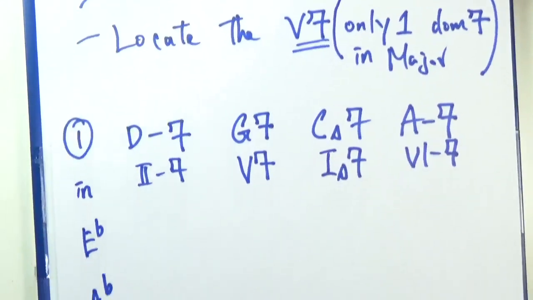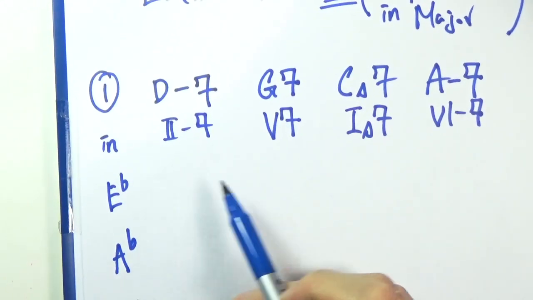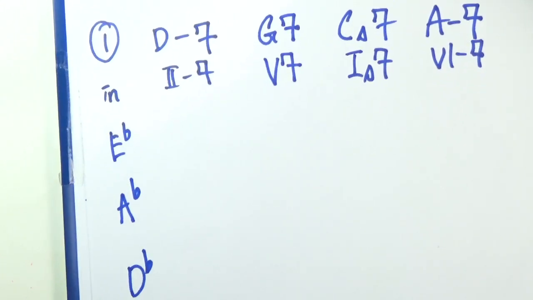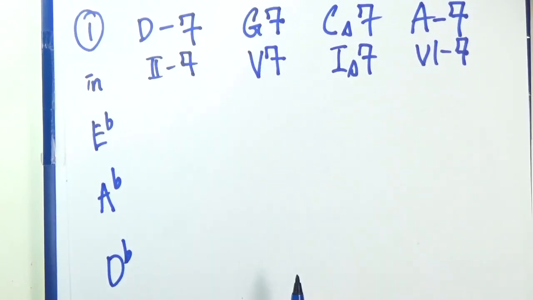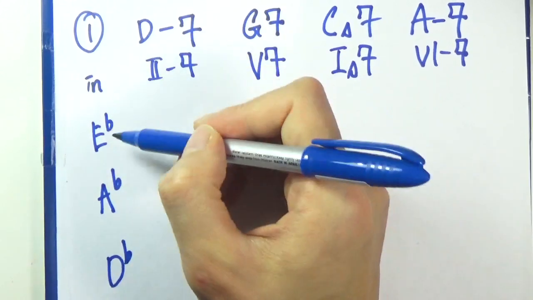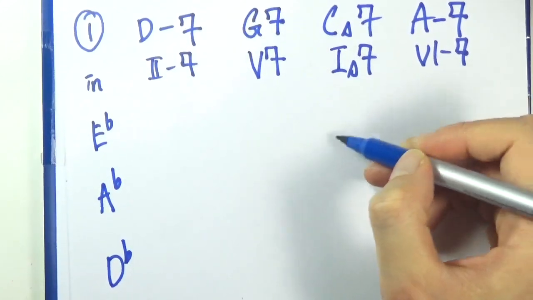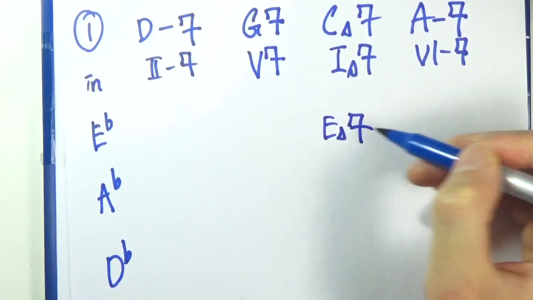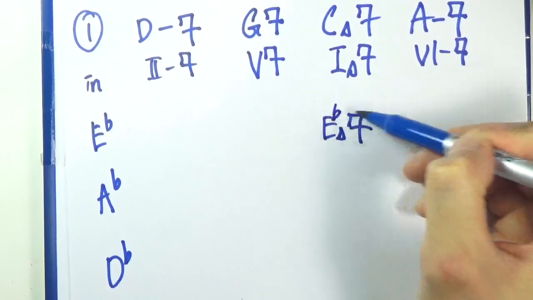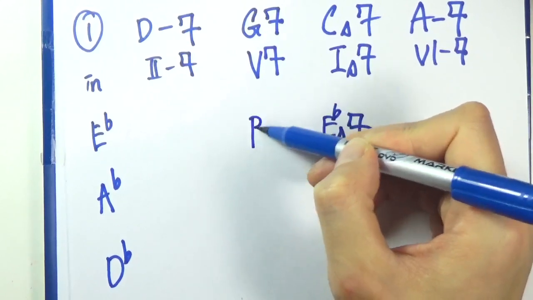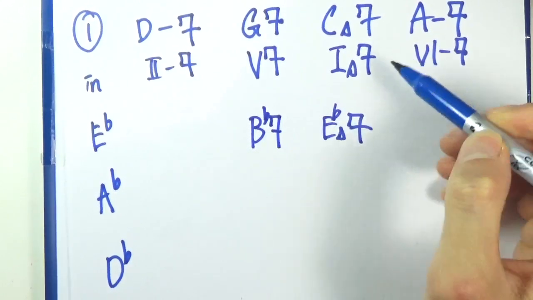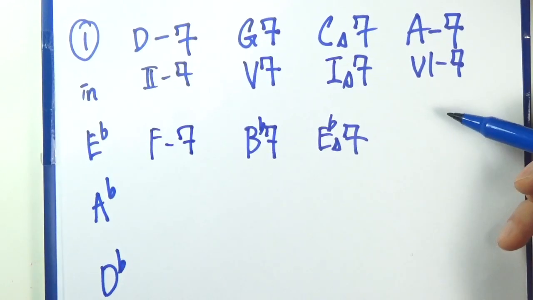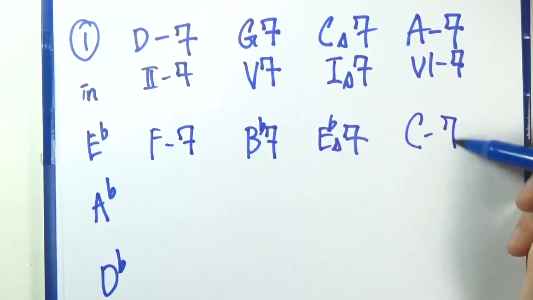Let's come back here. We have this 2, 5, 1, 6 chord progression. Let's transpose that to other keys. So in E flat, that means E flat would be our 1 chord. So E flat major 7th. What about 5? That should be a B flat dominant 7th. What about a 2? That should be an F minor 7th. What about a 6? That should be C minor 7th.